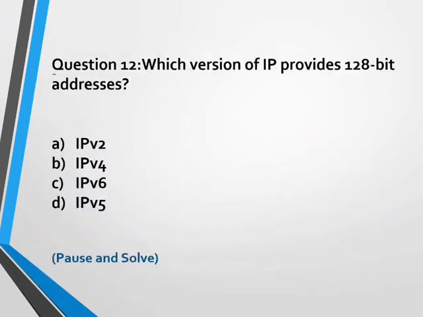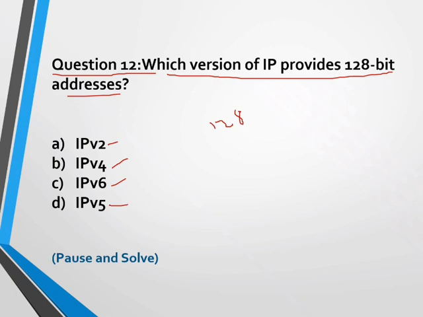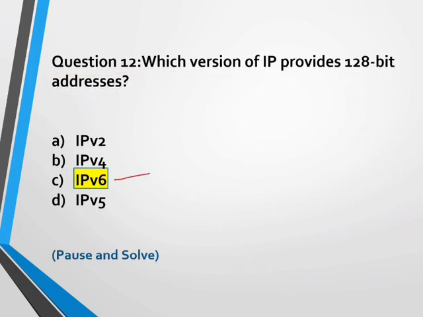Question number 12. Which version of IP provides 128-bit addresses? Is it IPv2, IPv4, IPv6, IPv5? The correct answer is IPv6.